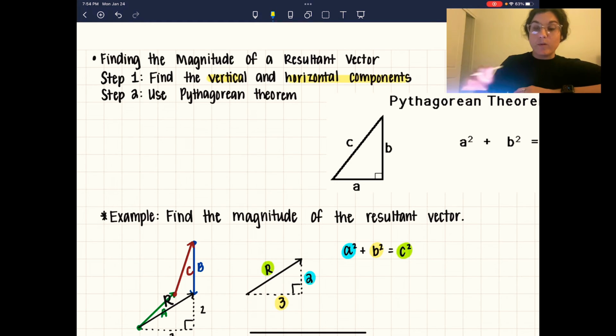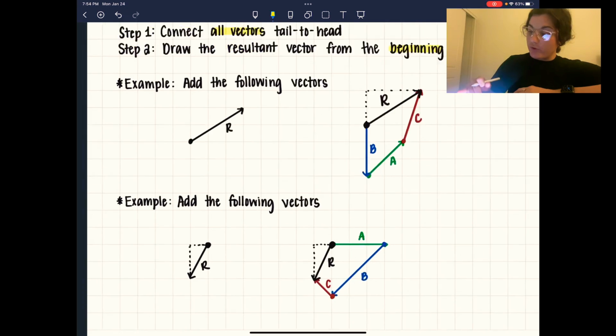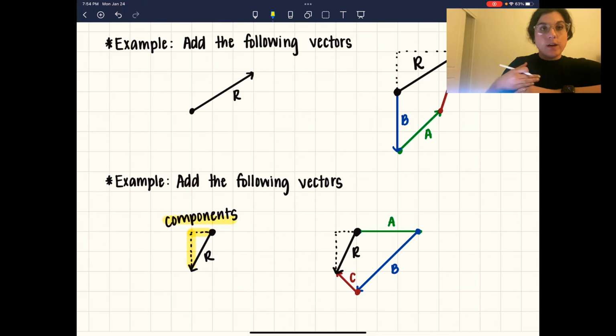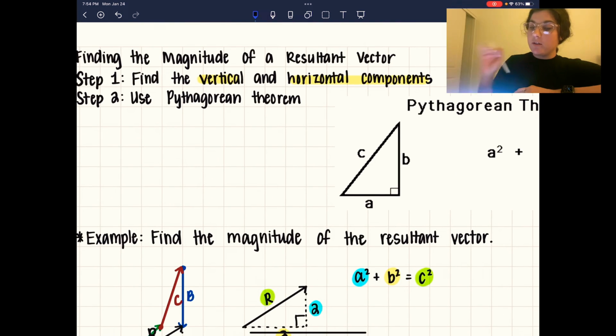And I'm going to highlight where we've already done that. When we redrew our vectors, we paid attention to how far over and how far down we had to go. These are the components of the vector. So how far to the left or right your vector moves or is pointed is your horizontal component. How far up or down your vector is pointed is your vertical component. So essentially we need to know how far over and how far up or down our vector goes. So that's the first step.